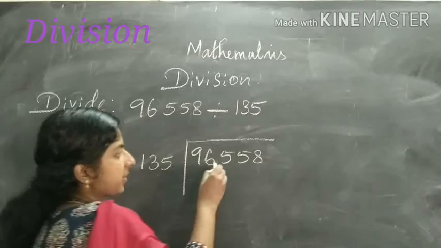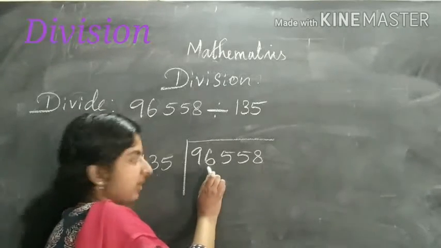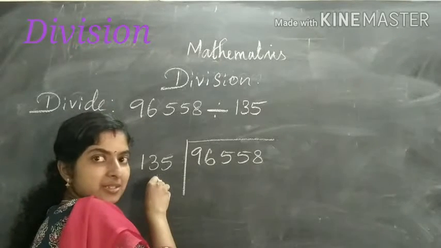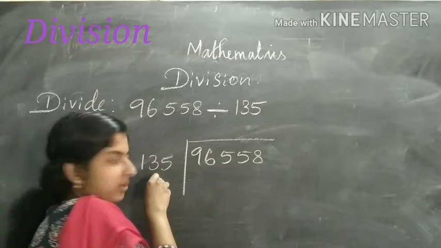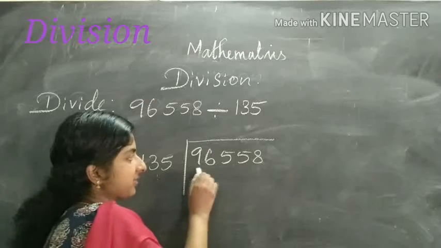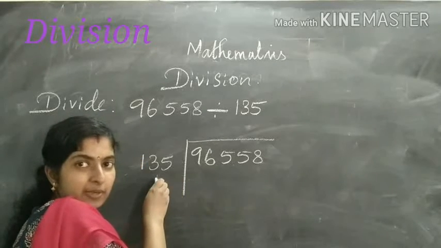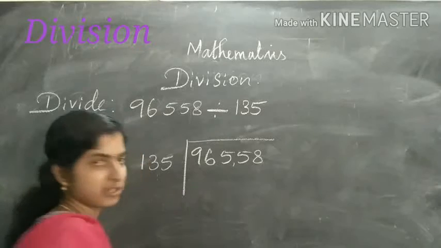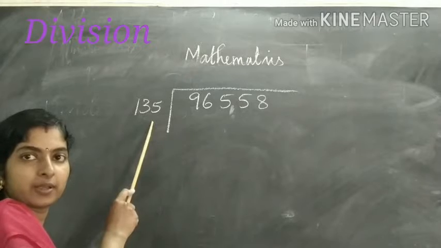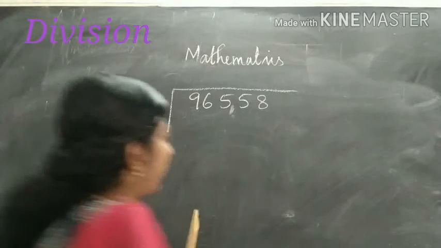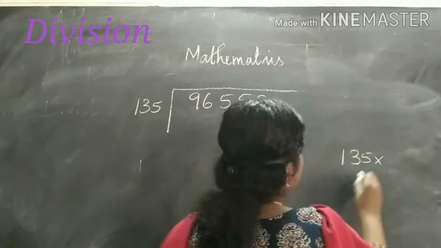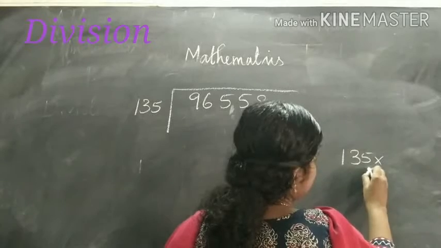Okay. So, you take two digits. 96. 96 also smaller than this divisor. Okay. Next you take 965. 965 is bigger than this divisor. So we take 965. 965 has how many 135? We have to find. See. First you check 135 6 times.